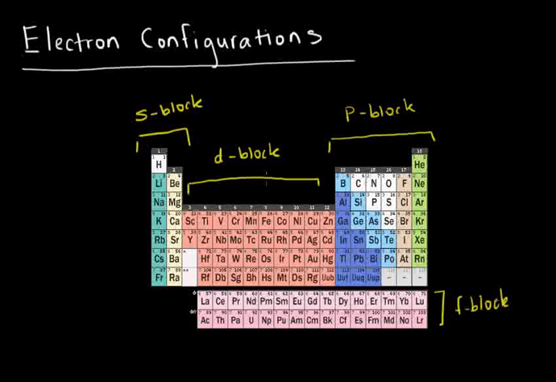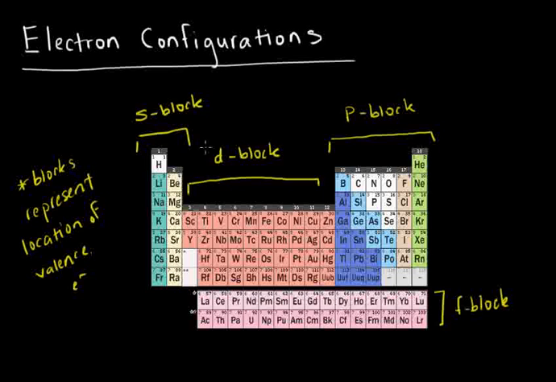What do these blocks mean? Well, the blocks represent the kind of orbital which contains that particular element's valence electrons. So let me write that for you here. Blocks represent the location of valence electrons. So the outermost electrons in the S block hang out in S orbitals. The outermost electrons in transition metals hang out in D orbitals. You get the picture for P block and F block.